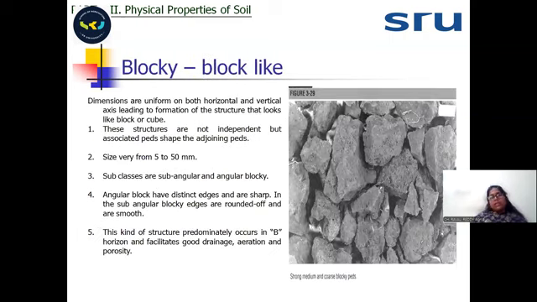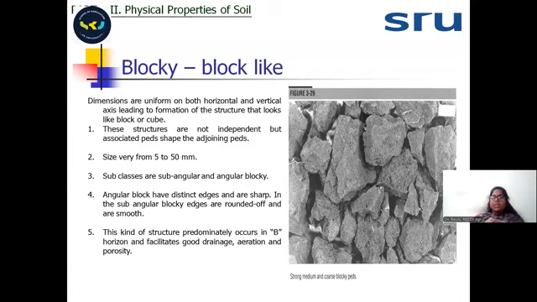Then third one is block-like structure. Here in block-like structure, the horizontal and vertical axis will be almost equal, so it leads to the shape of a block or cube. They are not independent, but associated peds, and their size varies from 5 to 50 millimeters. The subclasses of this are angular blocky and subangular blocky. These subclasses are mainly due to the shape of the edges. If the edges of the individual aggregate are sharp, then they are angular blocky. If the edges are rounded or smooth, then it is subangular blocky.